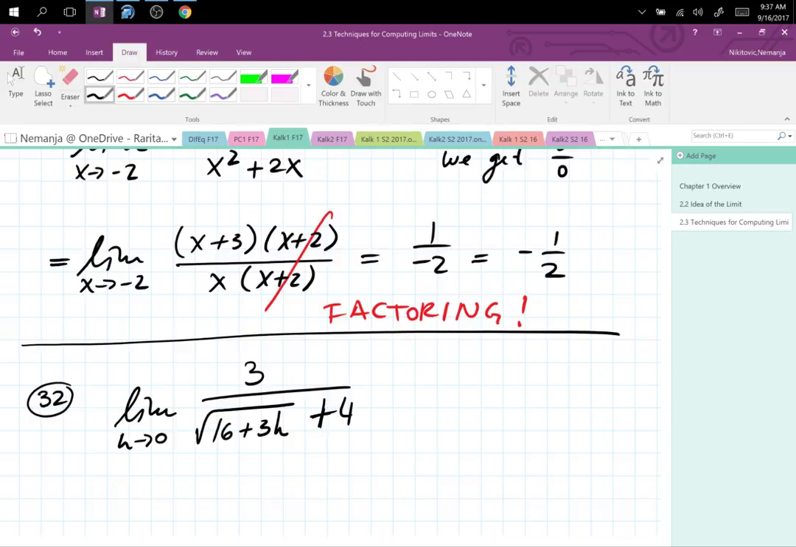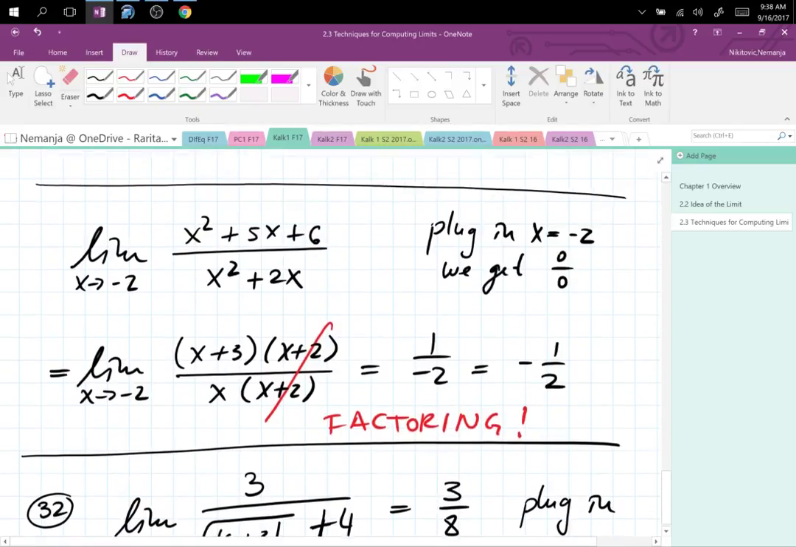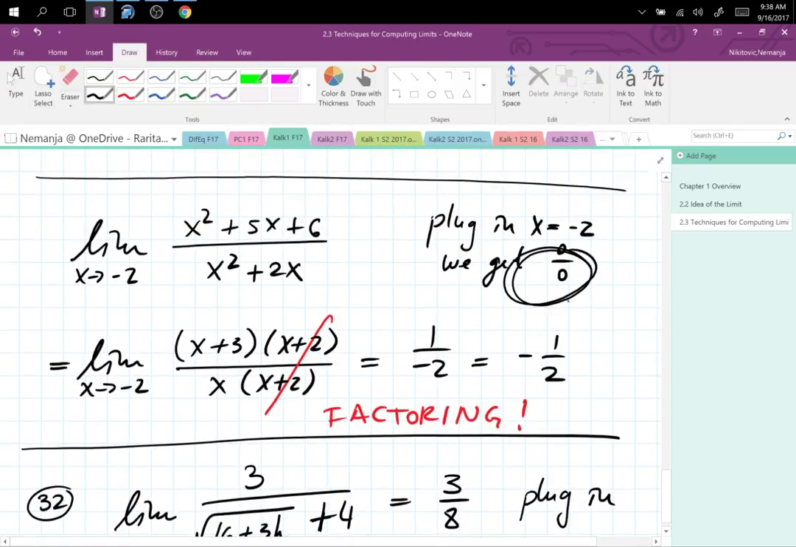Answer, anyone? Yes, so just say it. 3/8. So this is one of the simple examples, because if you try plugging in 0 for h, we don't get any weird things happening. It's just 3/8 and you're done, right? As we plug in 0 here, it kills the 3. Square root of 16 is 4. 3 over 4 plus 4 is 3/8. So this is the one that we just get to plug in and we're done because it worked, right? We didn't get a situation like here where we couldn't get it to work.